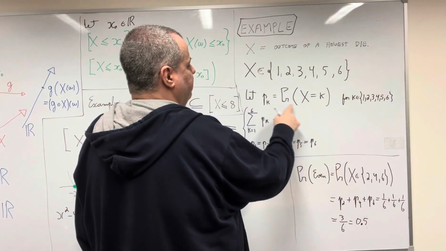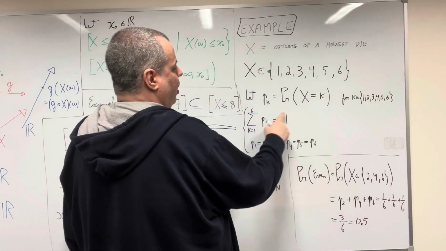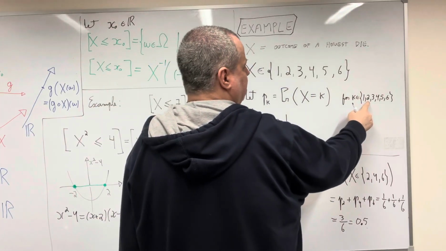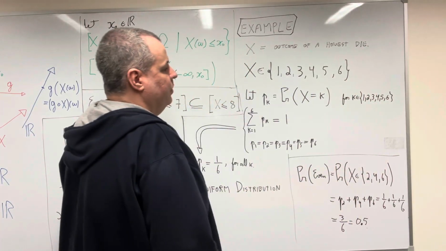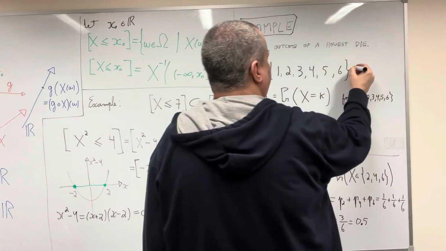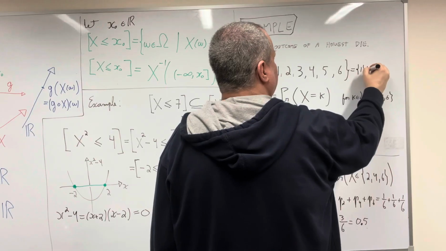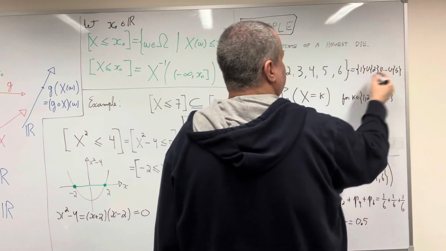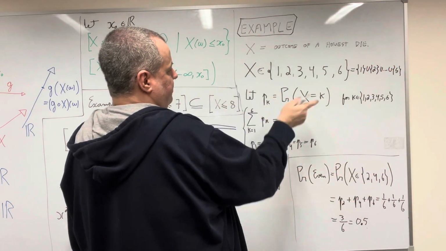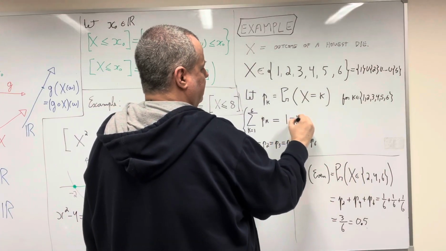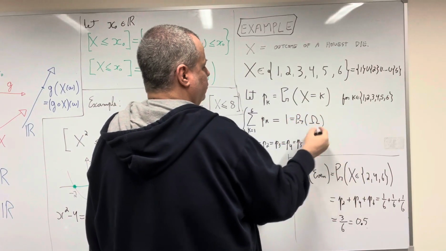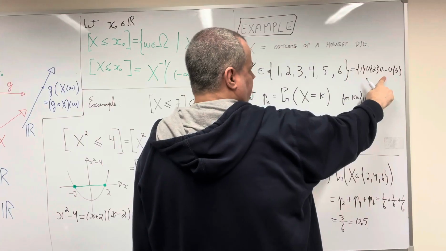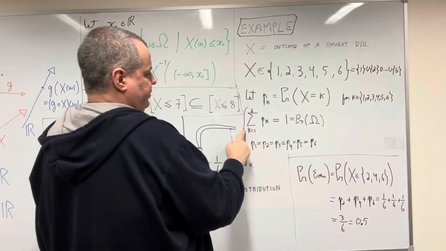And what is the value of p_k? Well, I know the sum of all possible outcomes has to be 1, right? These are disjoint outcomes, right? I can write my sample space as 1 union 2 union, and so on, union 6. So the probability of having anything is 1. This is the probability of the entire sample space. And this is the sum of the probability of 1 plus the probability of 2 plus the probability of 3, etc., up to the probability of 6.